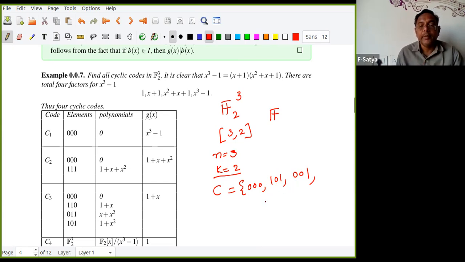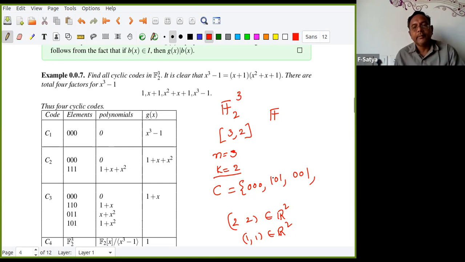See, I take (2, 2) in R^2 and (1, 1) in R^2. What do you know about them? They're different, but they are linearly dependent. (2, 2) comes from (1, 1) by multiplying by 2. But here it is not like that. I cannot get it because the only scalars are 0 and 1. If I multiply by 1, I will not get a different vector. They are different, right? Anyhow, that's okay.